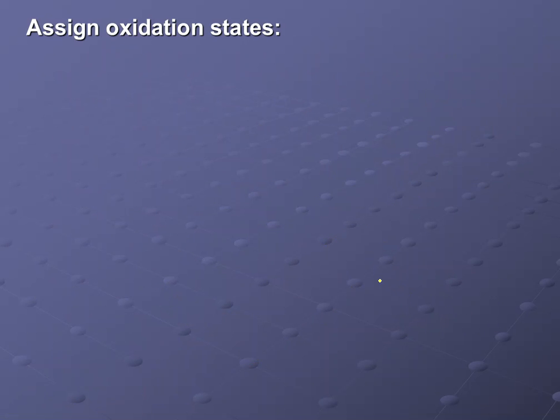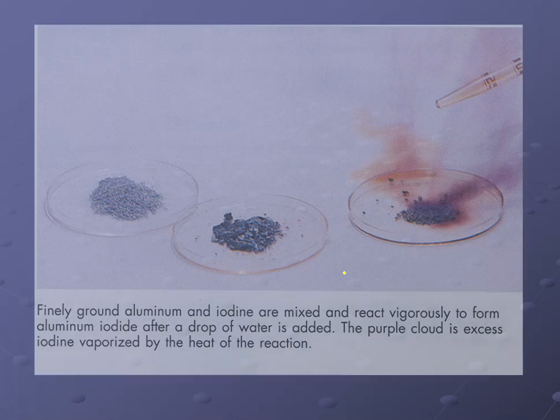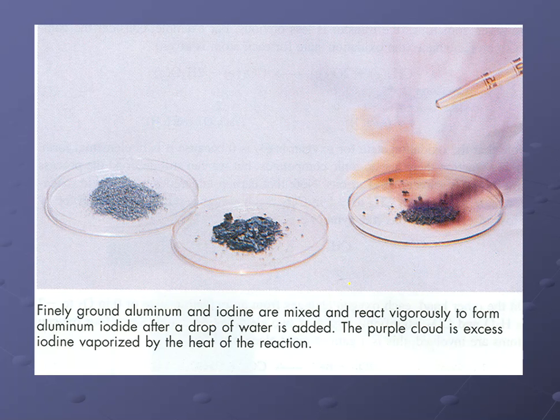Okay, so moving on. Again, there's an example there. You can read through that at your own leisure. Here's a nice, pretty picture of what that is. We've got aluminum and iodine, and they're mixing them together and adding water, and you can see this nice little vapor that's emitted from that.